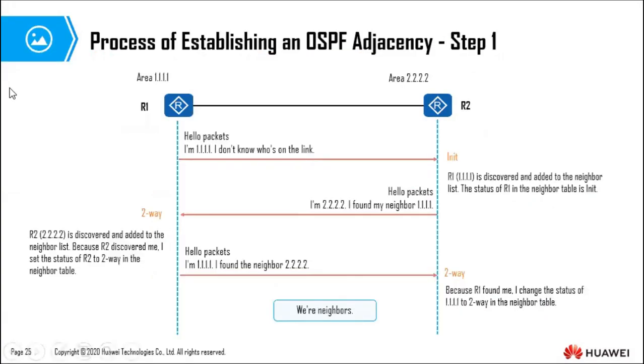So let's look at step 1, the process of establishing an OSPF adjacency. We have these two routers, router 1 and router 2. This is not supposed to be area. Sorry about this. It's supposed to be router ID. Similarly, this is supposed to be router ID.